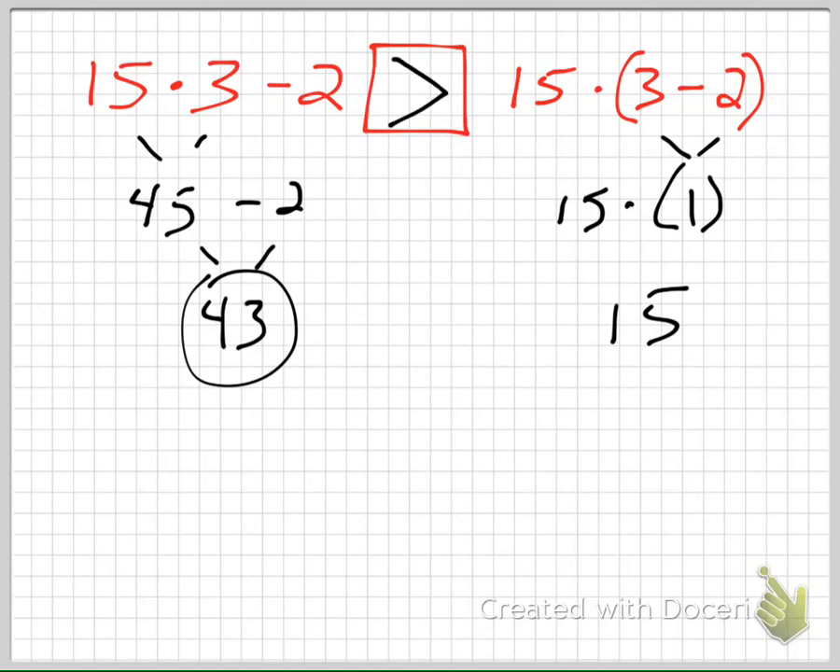So it's this one. The alligator's mouth is open toward the bigger one, right? That's that simple. That's how you remember it. How do you read this? It is greater than, but you just imagine that you're reading it from left to right. So you would say that 43 is greater than 15. Does that make sense? You've got to look at it from left to right. And so you'd say greater than.